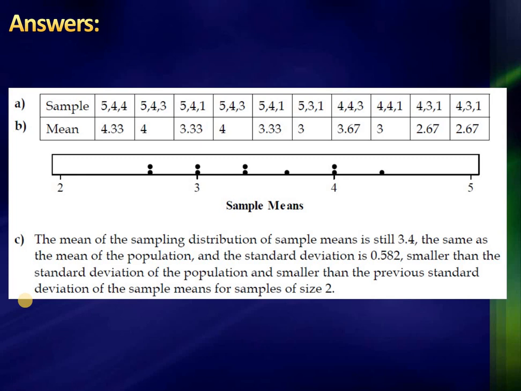So what we should have seen here is that by taking a larger sample, my graph of all the possible samples comes in. The average should stay the same as what we started with. But if we look here, this standard deviation is 0.582. So it's still smaller than 1.517. How does it compare to the sample of size 2? It's smaller still. Okay?